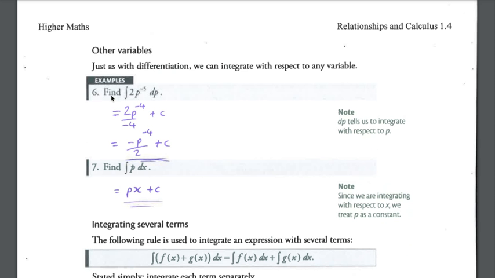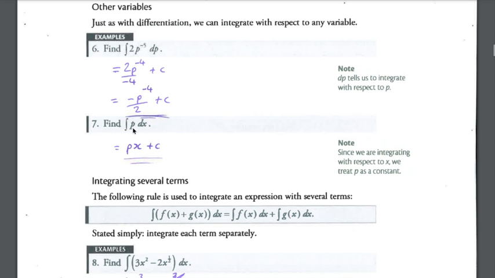Right, other variables. So question 6, find the integral of 2p to the negative 5 dp. So that is basically telling us to integrate with respect to p, or in other words, integrate the p's, not the x's. So add 1 to the power, divide by the new power. So 2 over negative 4 is just negative 1/2. So we'd have negative 1/2 p to the negative 4 over 2. So we just wouldn't write the 1 on the top there, just be negative p to the negative 4 over 2 plus c.